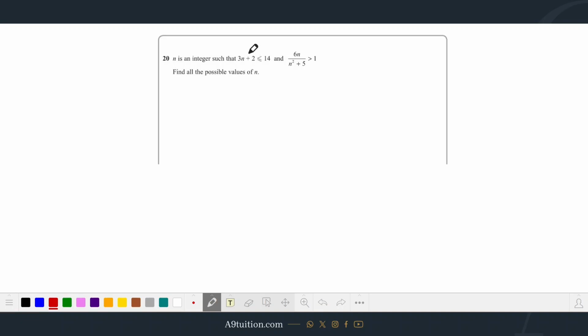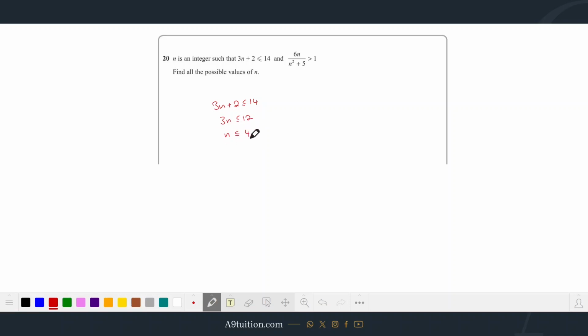And the way we rearrange an inequality is the same way that we would rearrange an equation. So we're going to do that for this first one over here, as it's simpler. So let's begin with that. We have 3n + 2 is less than or equal to 14. Take away 2 from both sides and you get 3n is less than or equal to 12. Divide both sides by 3 and you have n is less than or equal to 4.